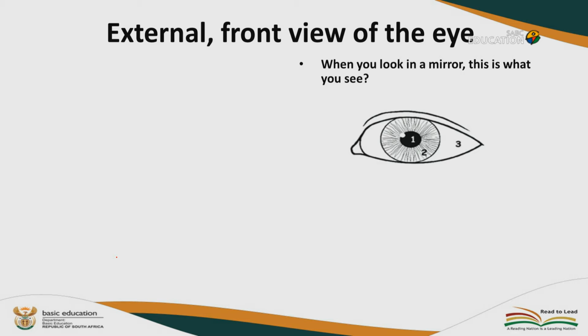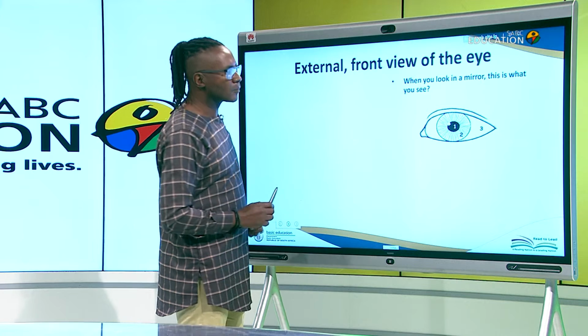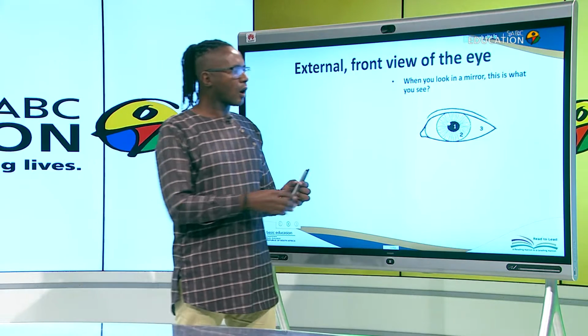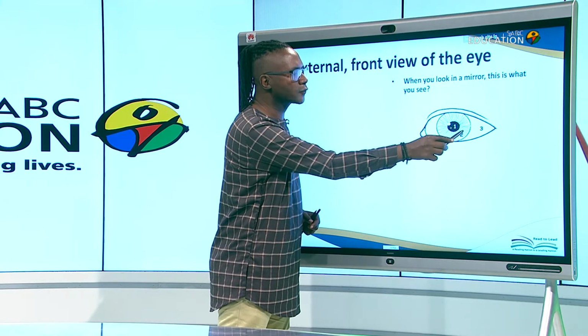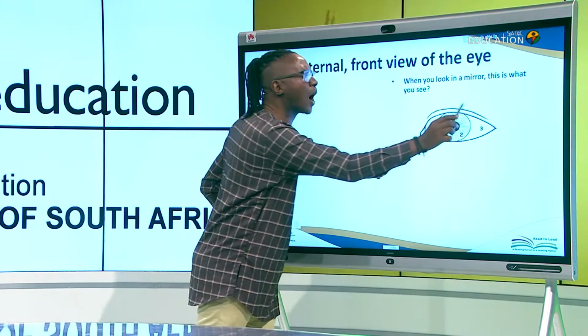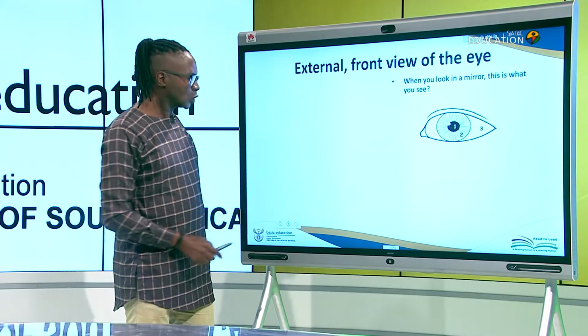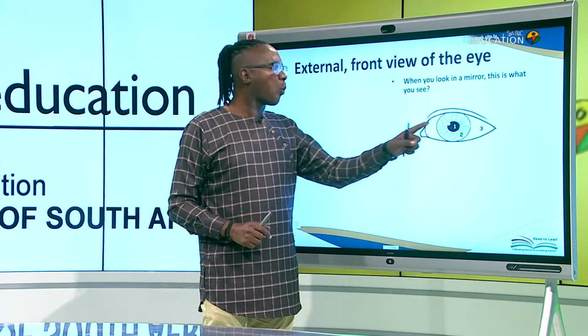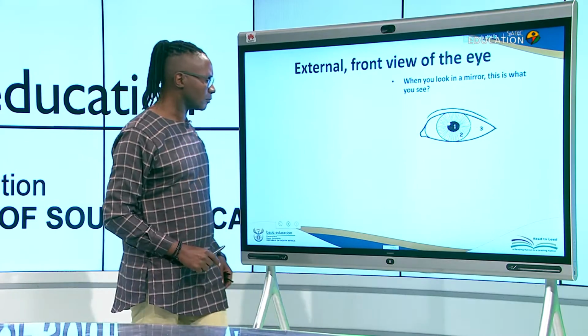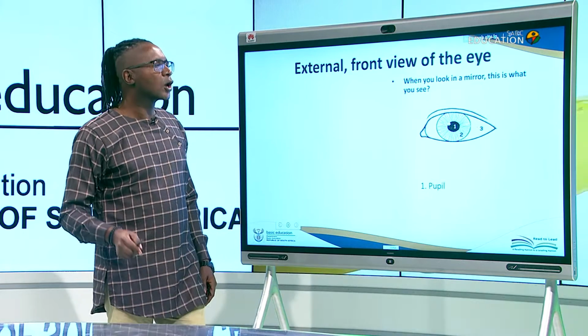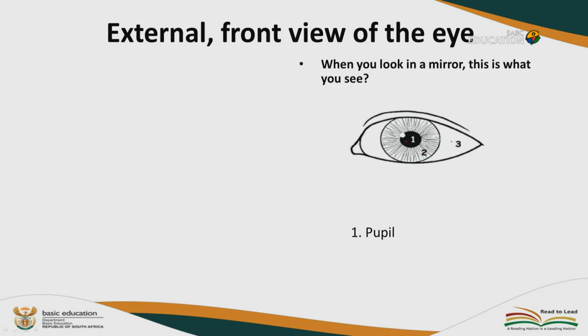When you look in the mirror, what is it that you see? If you take your phone and take a selfie, this is what you see. And if you pay attention to my diagram here, we have 1, we have 2, we have 3. And basically, this is what you see in the mirror. So the question is, what is 1? And there, grade 12s, you'll know that that is a pupil, all right?